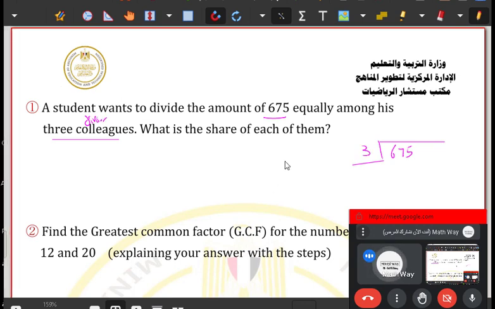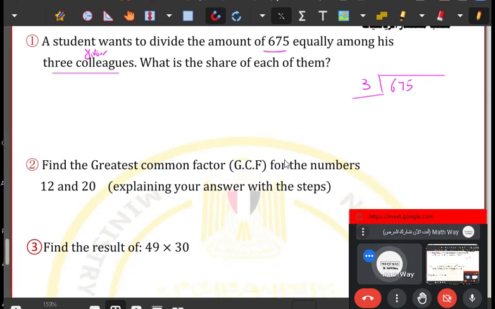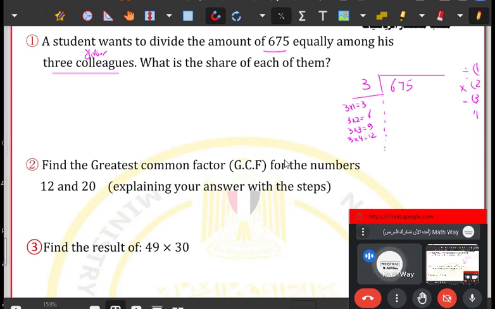Now let's get the times table of 3. So 3 by 1 will be 3, 3 by 2 will be 6, 3 by 3 will be 9, 3 by 4 is 12. Enough. If we need, we will complete it. Now the steps are: number 1 divide, number 2 multiply, number 3 minus, number 4 is to bring down.